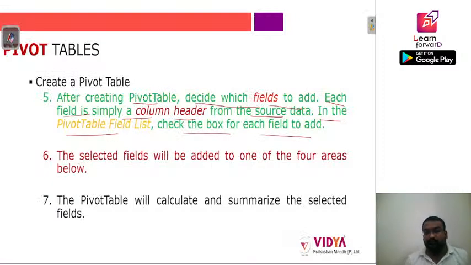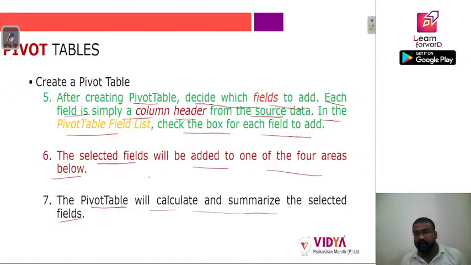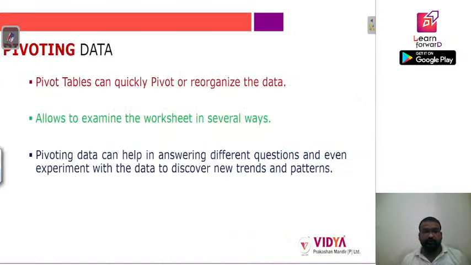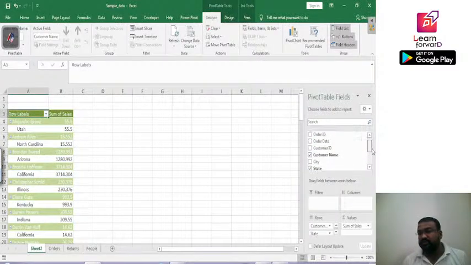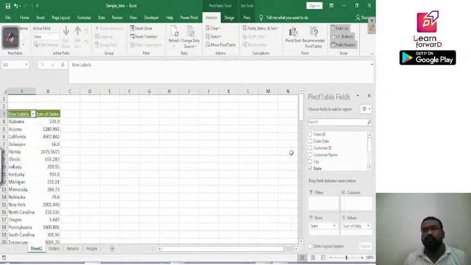Okay, now the selected fields will be added to one of the four areas below. We have seen that those areas are already added. Now the pivot table will calculate and summarize the selected fields. So it has already created and that summarization has been done. You can check that over here we are getting this summarization. Let's say I want only the states and the sales. I don't want to include the customer.